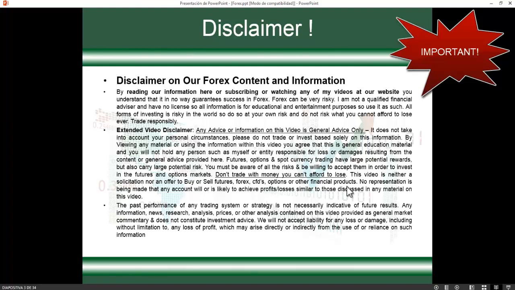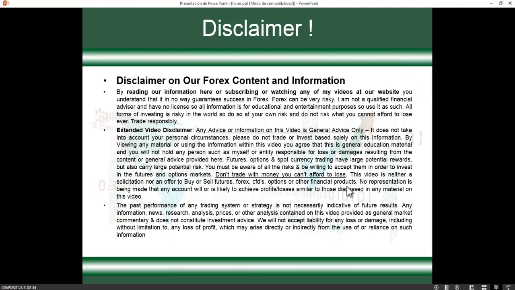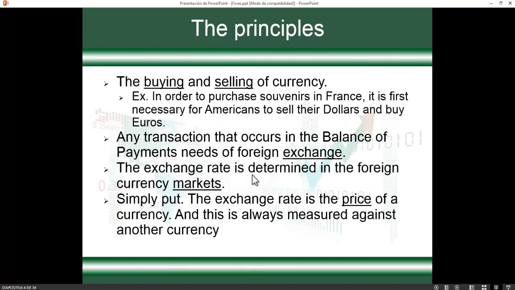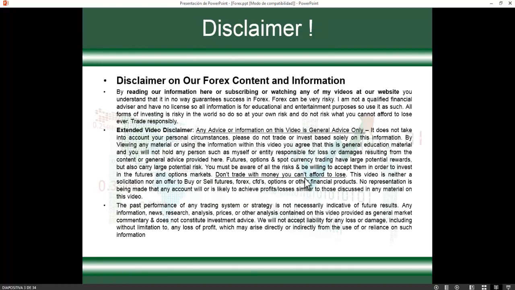So the first advice I give you before we start looking at anything is exactly that. Don't trade with any money that you can't afford to lose. That's the first advice I will give you here today. So after you've read that, then we can go through and look into some real stuff.